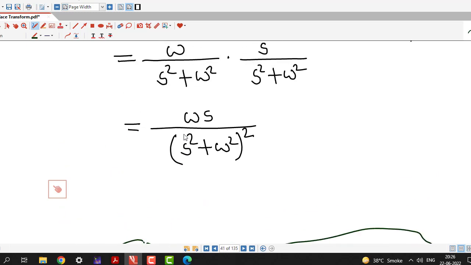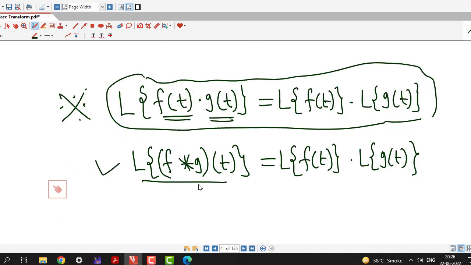So in this lecture we have discussed convolution theorem. In the next lecture we will discuss convolution theorem for inverse Laplace transform, and that will be helpful for finding the inverse Laplace transform for a product of two functions.